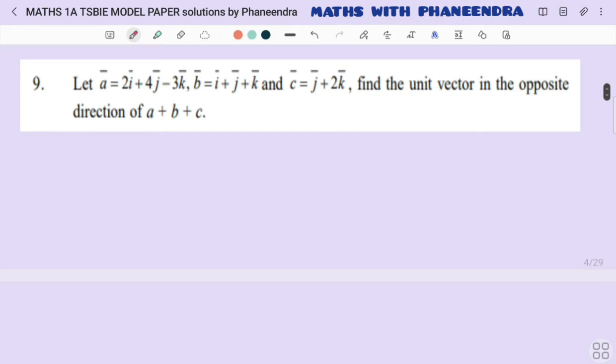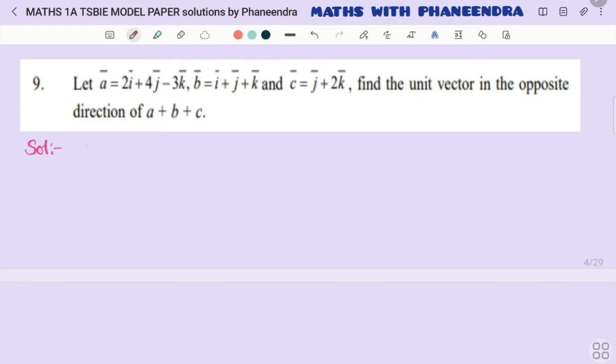Let a bar equal to 2i plus 4j minus 3k, b bar equal to i plus j plus k, and c bar equal to j bar plus 2k bar. Find the unit vector in the opposite direction of a bar plus b bar plus c bar. This type of question is very important, dear students. So first we need to calculate the sum of these vectors.